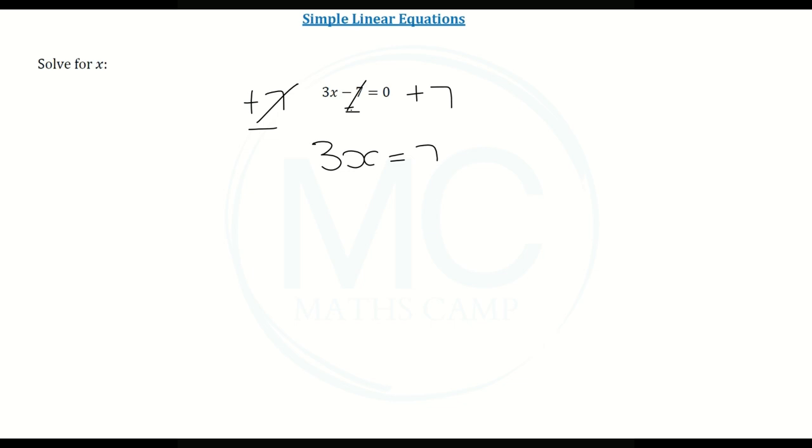But we don't want 3x. We want x. So once again, let's divide by 3. You can say 3x over 3 and 7 over 3. On the left-hand side, the 3's cancel, and we're left with x. On the right-hand side, we cannot simplify this fraction, which means the value of x is 7 over 3. Let's do one more example.